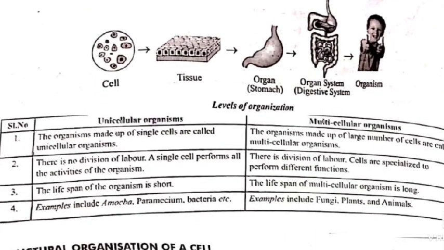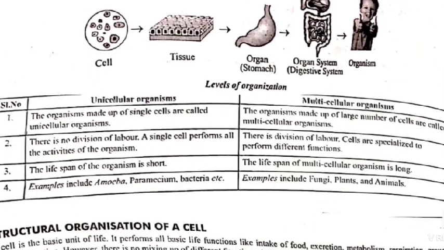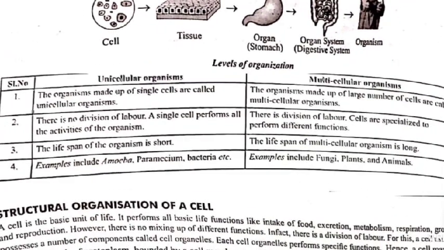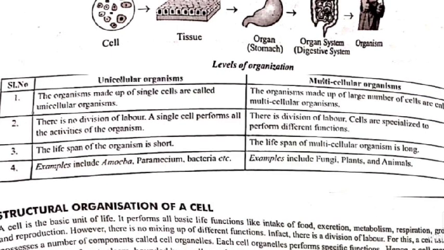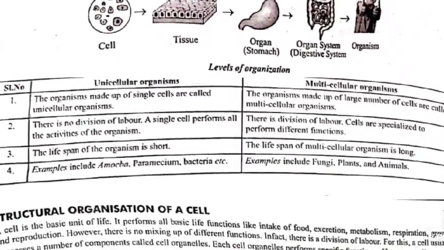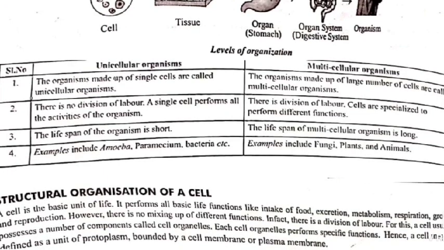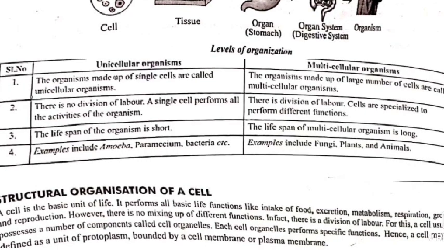The difference between unicellular organism and multicellular organism. Unicellular organism: the organism made up of a single cell is called a unicellular organism. Multicellular organism: the organism made up of a large number of cells is called a multicellular organism. In a unicellular organism, there is no division of labor. A single cell performs all the activities of the organism. In a multicellular organism, there is division of labor. Cells are specialized to perform different functions.